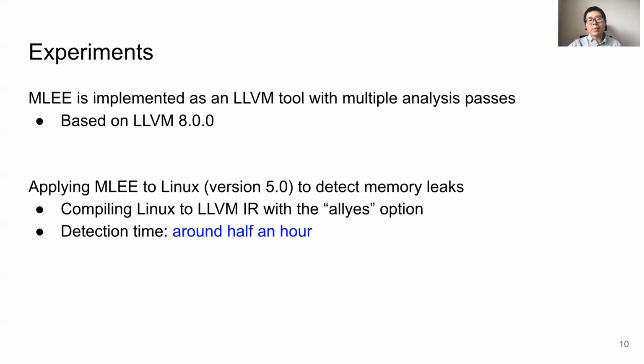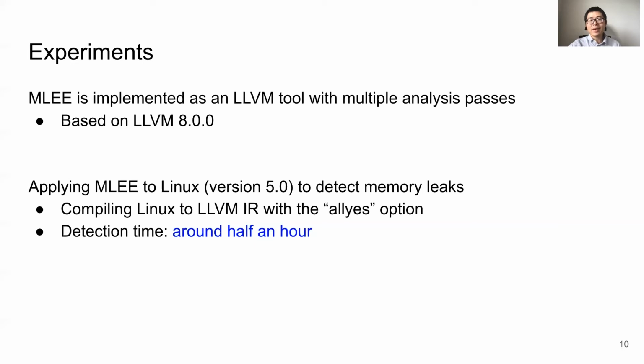We have implemented MLEE as an LLVM tool with multiple analysis passes. The version of the LLVM is 8.0. To evaluate the effectiveness of MLEE, we applied it to the Linux kernel, version 5.0. We compile the Linux kernel to LLVM IR with the allyesconfig option and feed MLEE with the compiled IR. Eventually, MLEE finishes the detection process for the entire Linux kernel in around half an hour. This shows the efficiency and scalability of the analysis in MLEE.